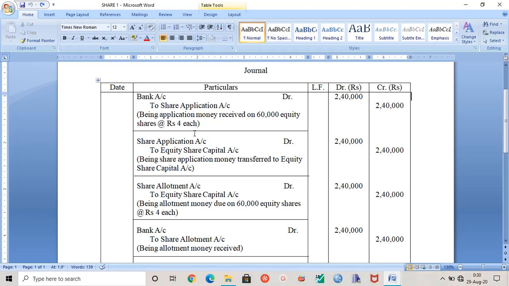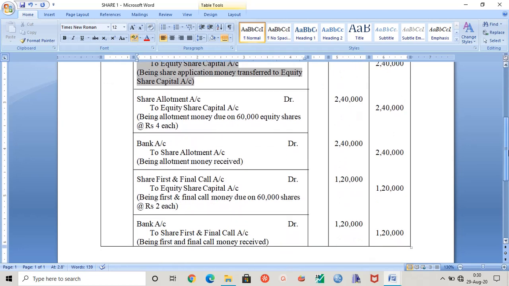After that, the share application will be transferred to equity share capital account, because the money that has been received should be transferred to equity share capital. Now, after the application money has been transferred to equity share capital account, the shares are to be allotted. Let me use the highlighter. We have finished this entry as well as this entry, and now we are on the share allotment entry.